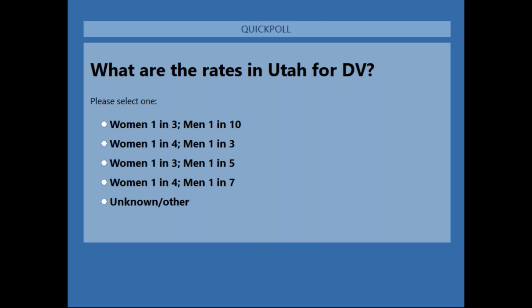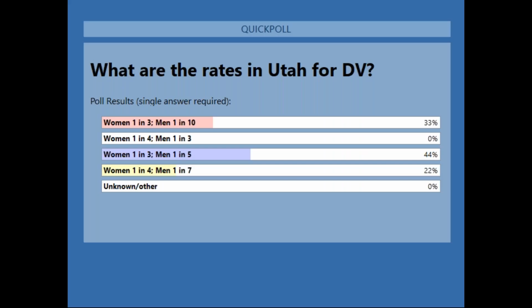We got about 69% of folks that have voted. Let's see if we can get a couple more folks to vote there. I'll give you a couple more seconds here. All right, let's see what we got. Those results should have popped up on your screen. It looks like we have quite the spread. 33% said 1 in 3 women, 1 in 10 men. 44% said 1 in 3 women, 1 in 5 men. 22% said 1 in 4 women and 1 in 7 men.